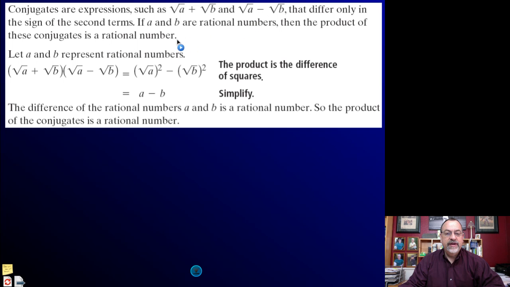Now the only thing that's different between these two terms is the sign that's in the middle. And this is a very nice situation for us because it allows us to do a couple of things. One, it allows us to multiply this very quickly if we recognize the pattern, and also it's going to be what we use in order to take something that has radicals in it and multiply it together to something that does not have radicals in it.